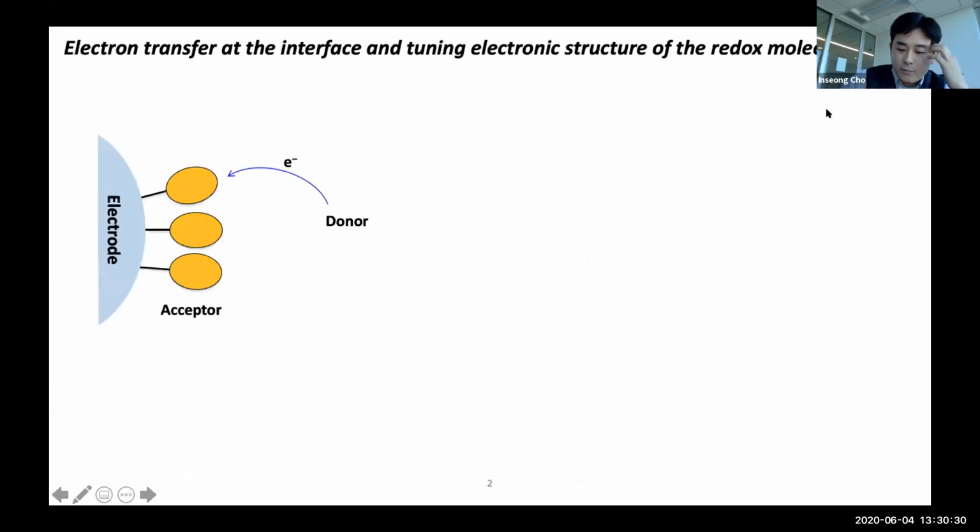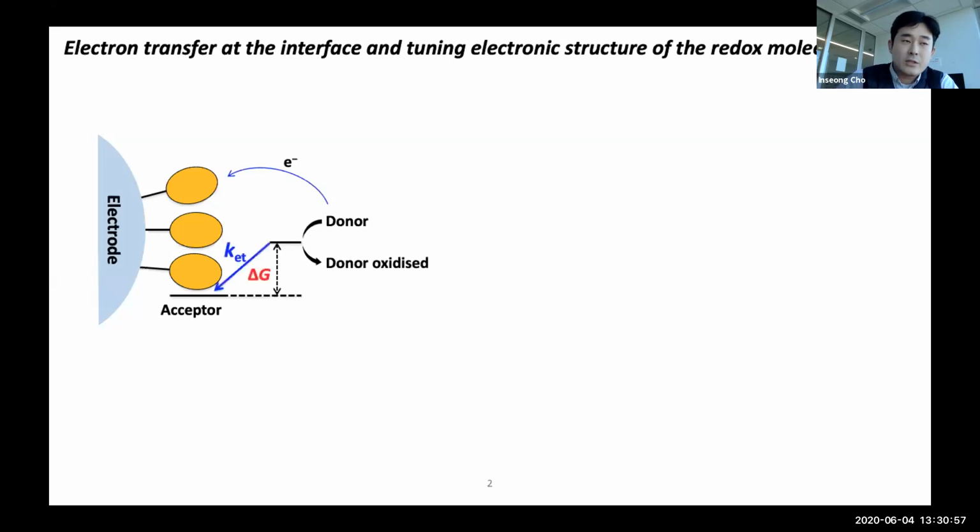Redox molecules are often attached to the electrode surface. By doing that, we can overcome, for example, mass transport limitations, and that makes better electronic coupling to the electrode. In that case, there is an electron transfer from a donor species, another redox molecule dissolved in electrolyte, to the surface-bound acceptor molecule attached to the electrode surface.